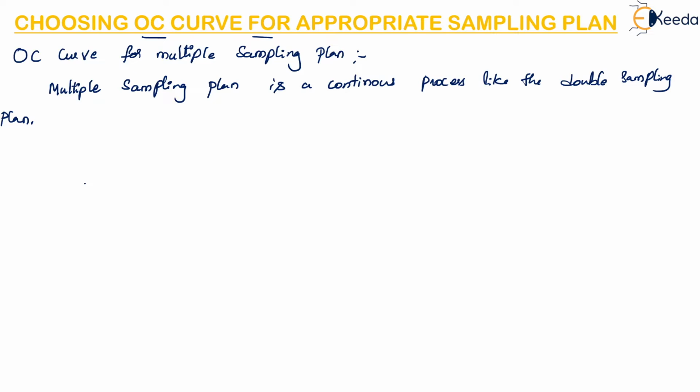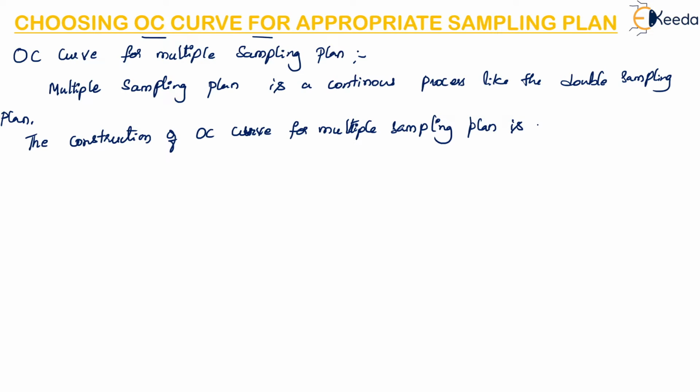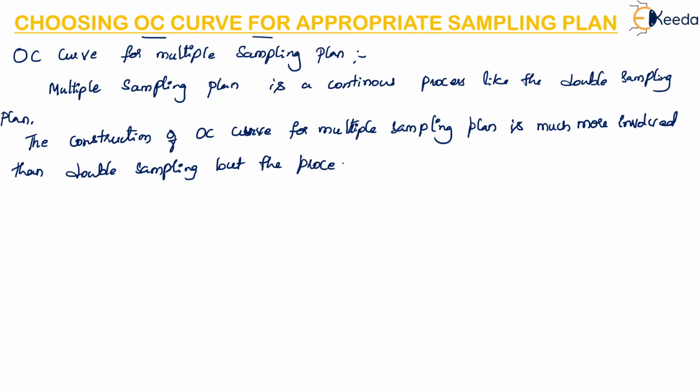The construction of the OC curve for multiple sampling plan is much more involved than that of the double sampling plan, but the procedure with which we draw the double sampling plan curve is the same for the multiple sampling plan also. So the procedure remains the same.